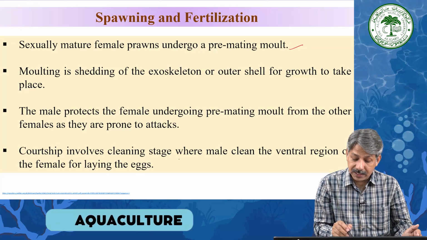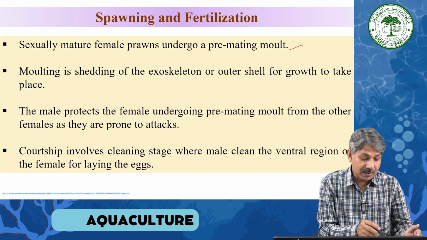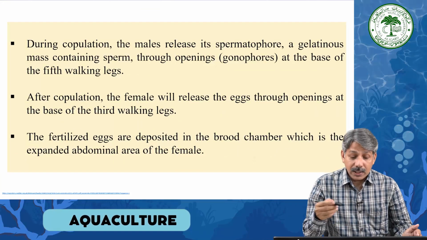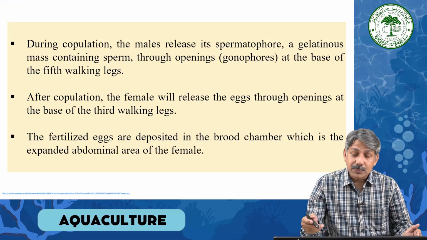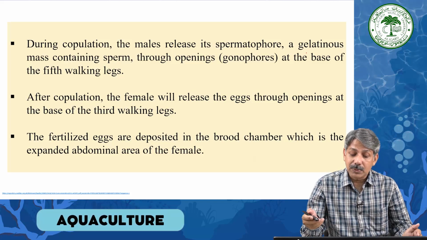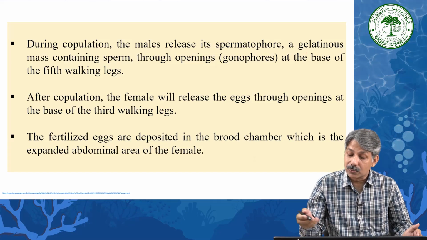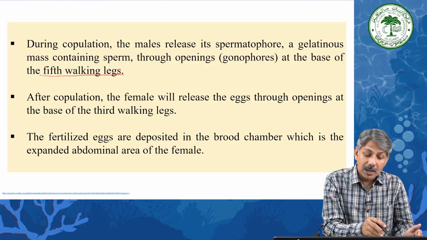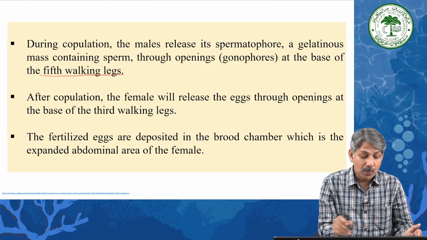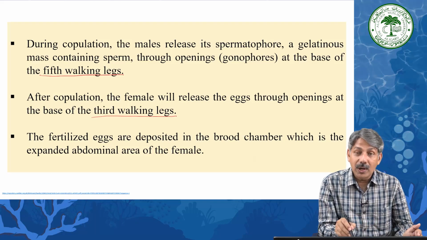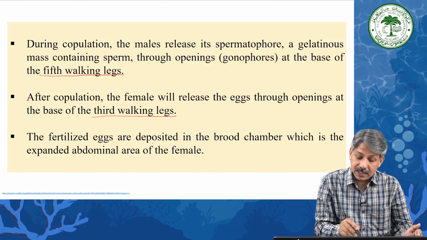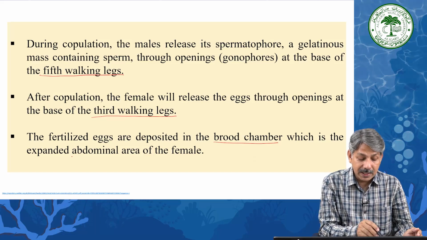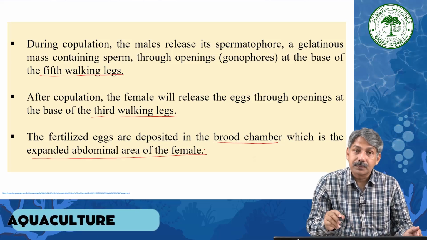Courtship involves a cleaning stage, where the male cleans the ventral region of the female for laying the eggs. During copulation, what happens? The male releases its spermatophore, a gelatinous mass containing sperm, through openings, or what we call gonophores, at the base of the fifth working leg. After copulation, the female will release the eggs through openings at the base of the third working legs. The fertilized eggs are deposited in the brood chamber, which is the expanded abdominal area of the female, right?